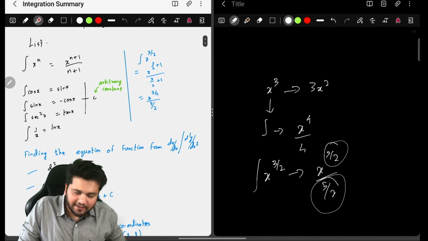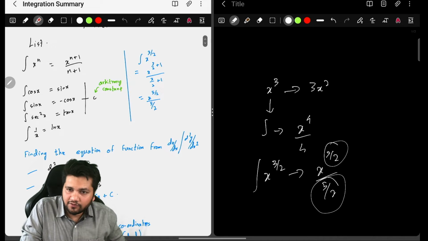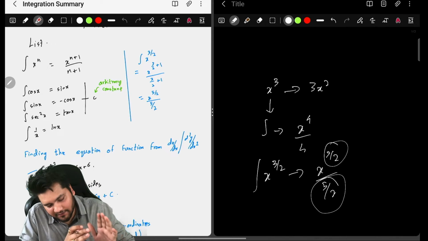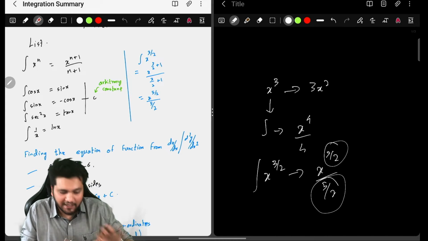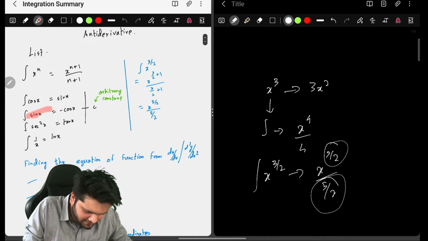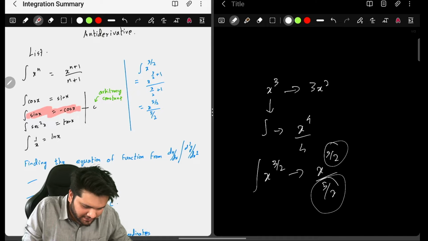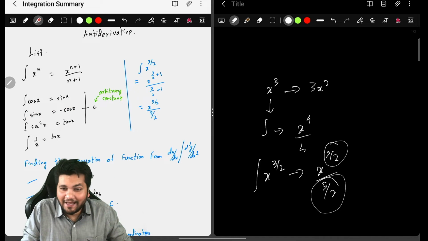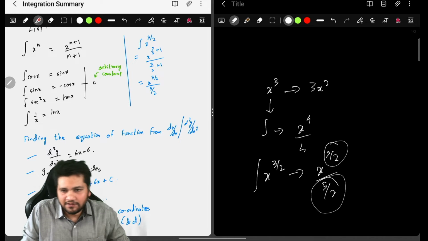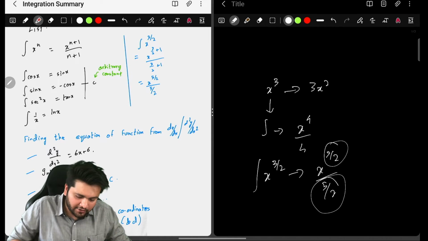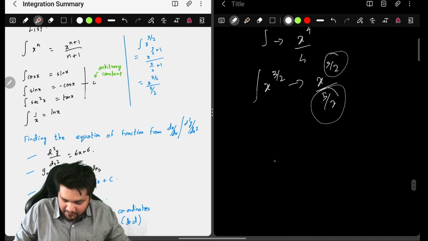We know the derivative of sin x is cos x. That's why the integral of cos x would be sin x. Similarly, the derivative of cos x is minus sin x, so the integral of sin x would be minus cos x. Just pay attention here: since it is sin x, it's going to be minus cos x. You know the derivative of tan x is sec square x, so the integral of sec square x is nothing but tan x.